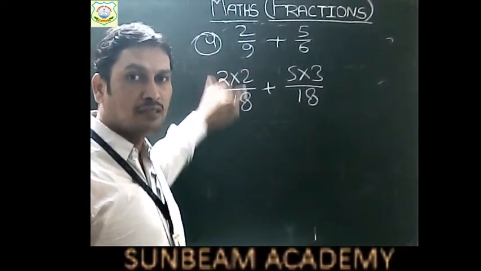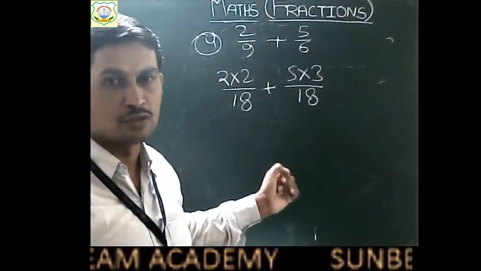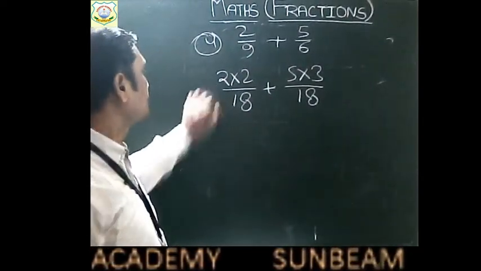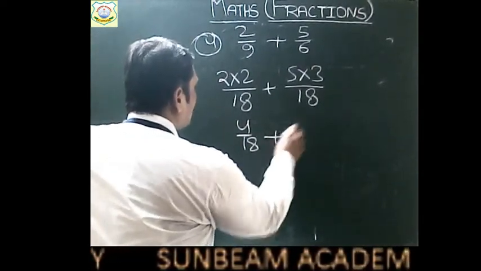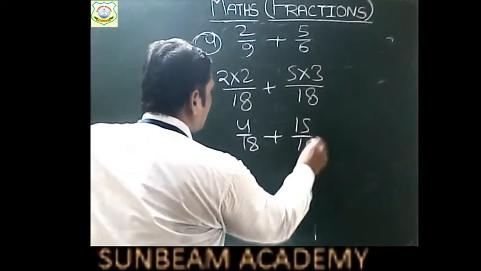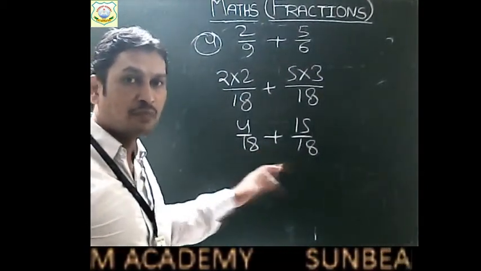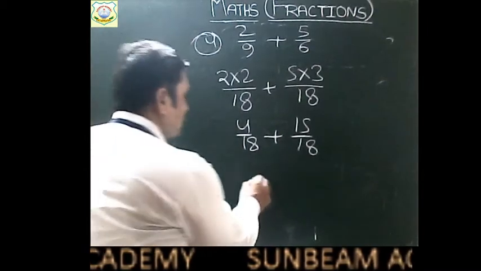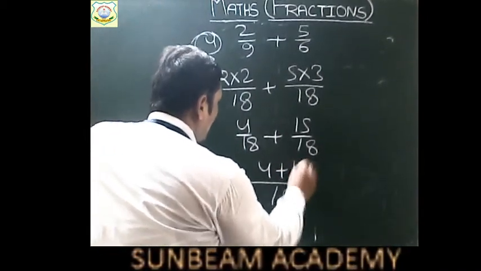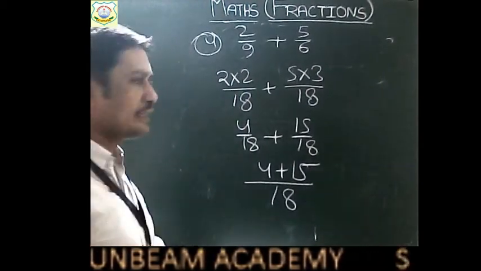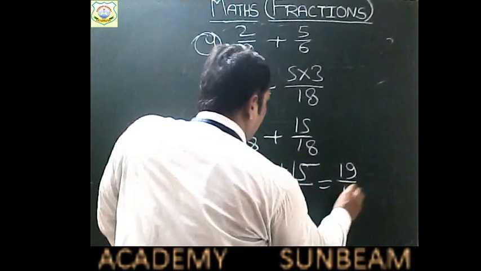So beta, divide the LCM by the denominator, and multiply whatever comes with the numerator. Okay? So it will become 4 by 18 plus 5 3s are 15 by 18. Right children? Now we can directly add the numerators because they are like fractions and the denominator will be the same, 18. We get 4 plus 15. Right? What do we get children? We get 19 by 18.